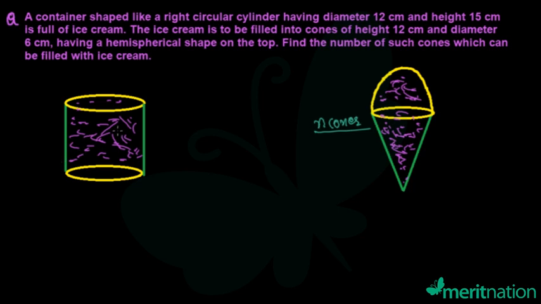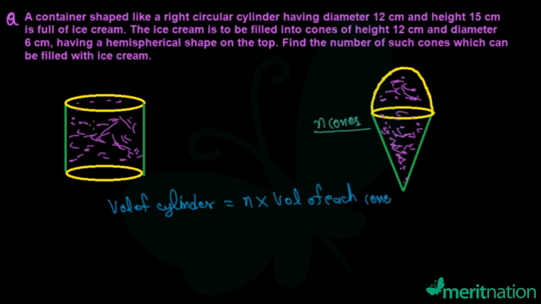The volume of ice cream you will see that would remain constant. The volume of ice cream inside this cylindrical container would be equal to the volume of ice cream inside these n cones. So we can write volume of cylinder would be equal to n into volume of each cone, since the number of cones we have assumed to be n.